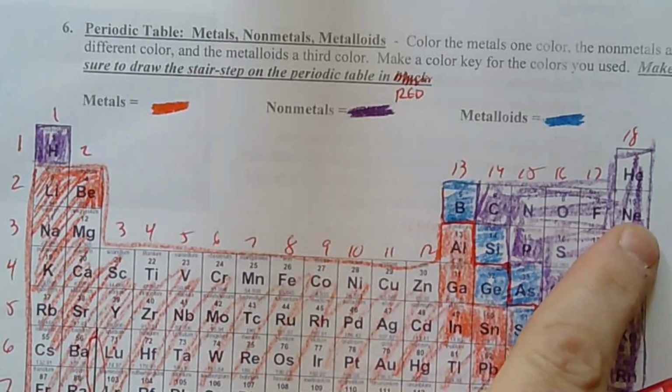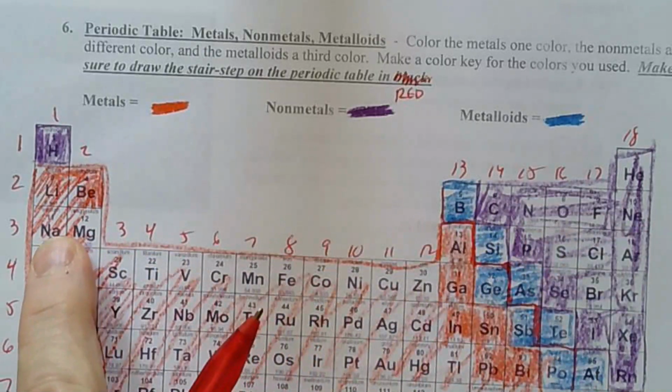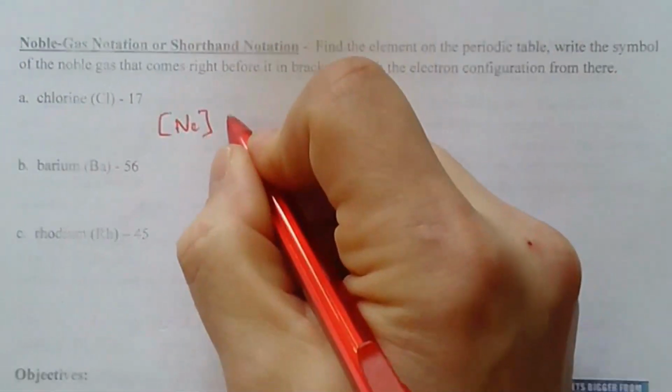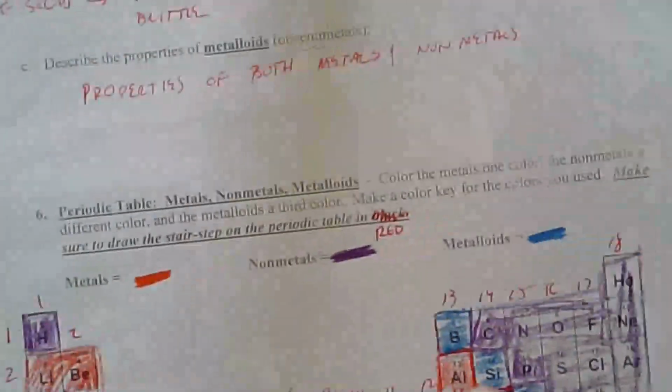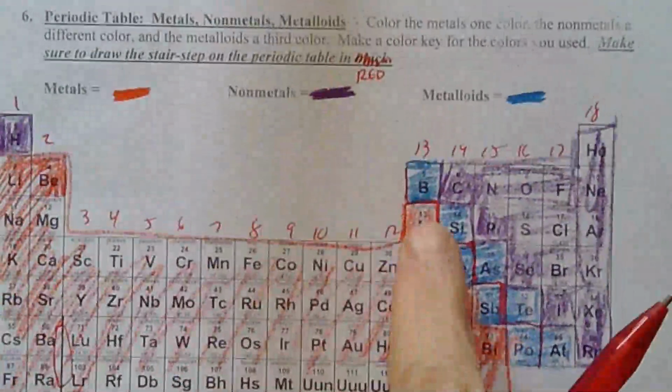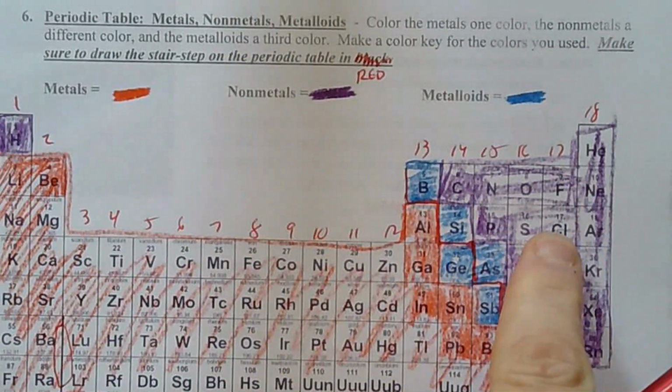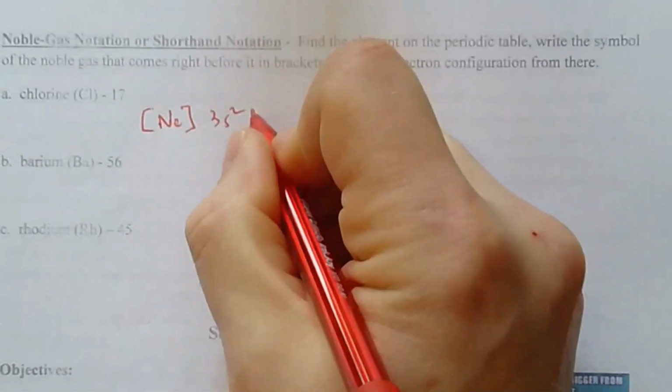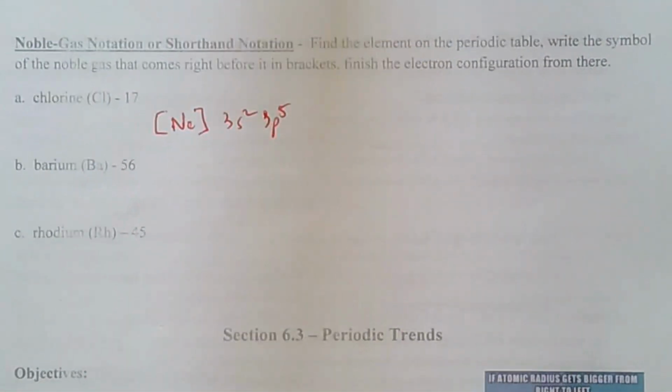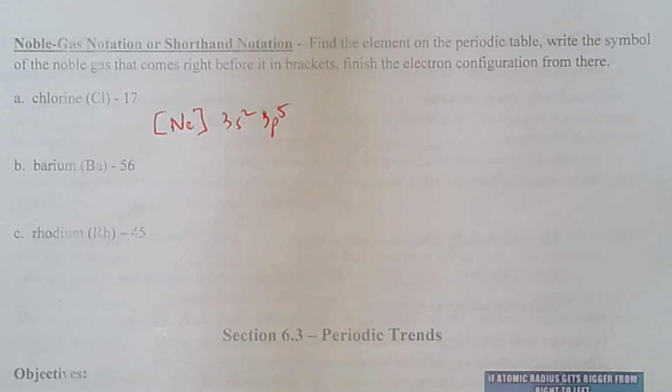So if we're starting with neon, then it's just 3s2, and lastly 3p5 for the chlorine. So did that save us a whole bunch of writing for chlorine? Some, not a crazy amount, but it's better than nothing.